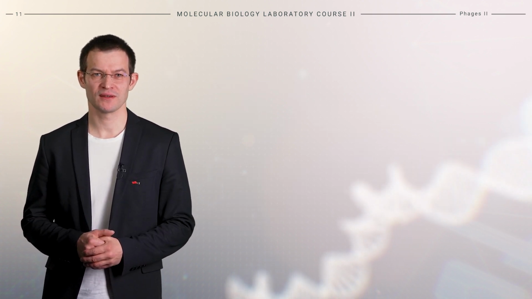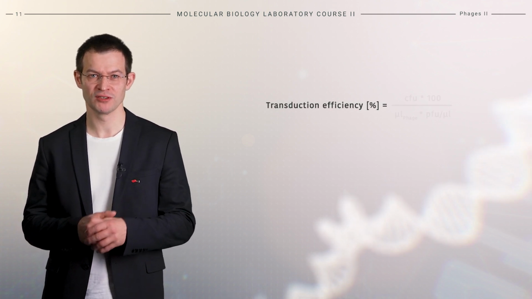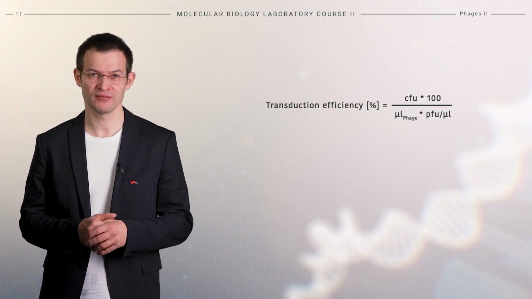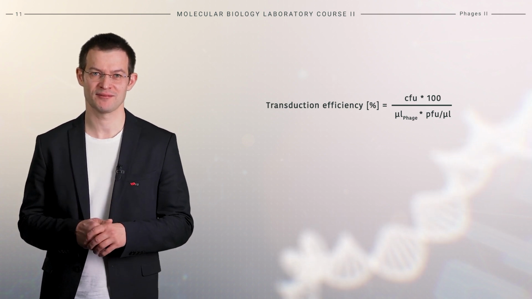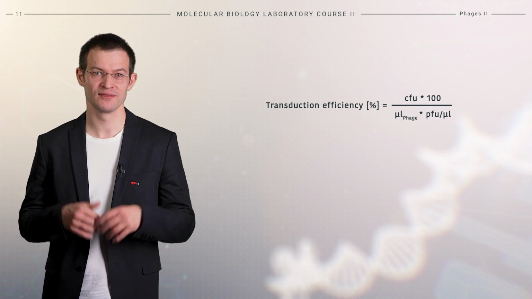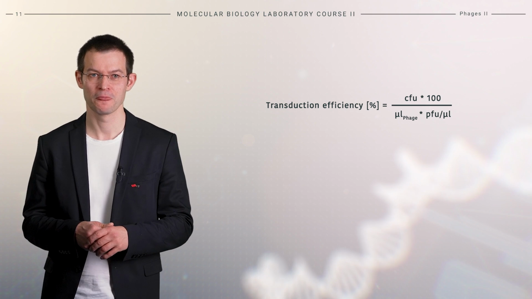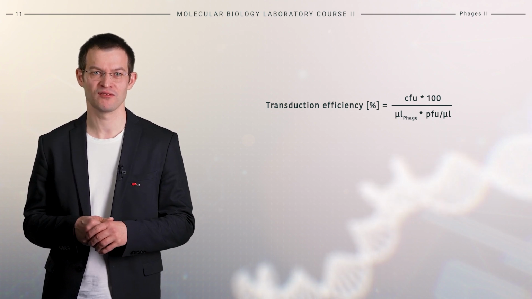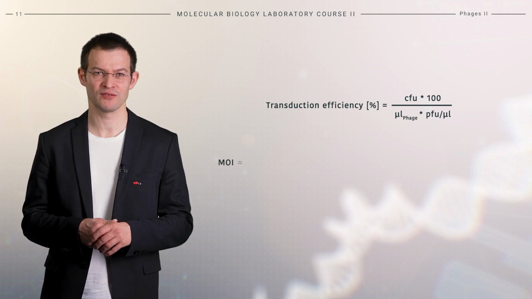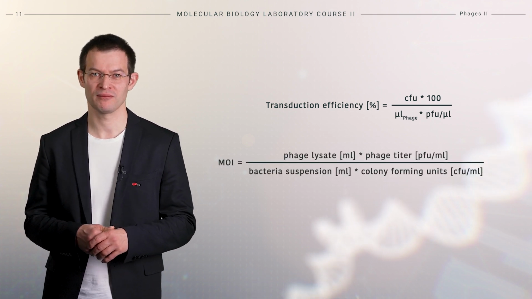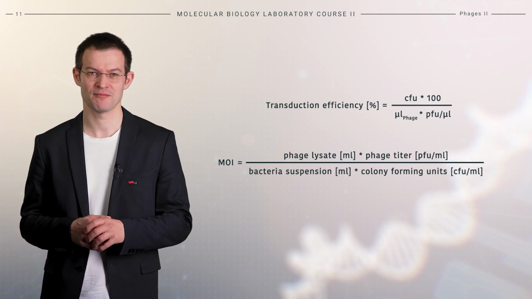With these experiments, we can derive two important parameters. The so-called transduction efficiency shows how effectively the phage has transferred the desired gene into the bacterial cells. It is expressed as the number of transductants per plaque-forming unit, or PFU. It can be calculated using the following formula. The second is the multiplicity of infection, or short MOI. This is the ratio of phage particles to bacterial cells.